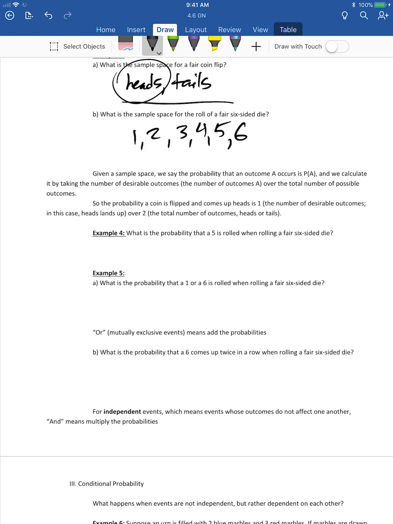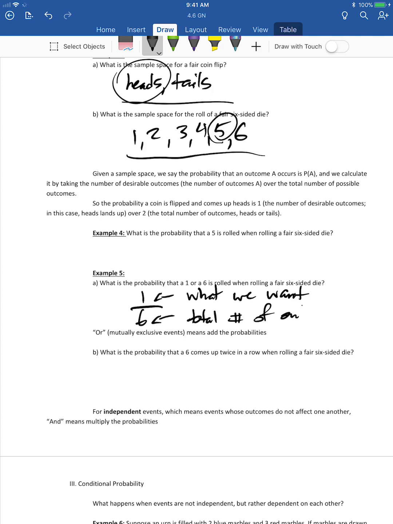What is the probability that a 5 is rolled when rolling a fair six-sided die? Well, we wrote out the sample space up here. The number of outcomes that we want, 5, well, that's 1. There's one outcome that we want over the total number of outcomes, and there are 6 possible outcomes here. Intuitively, that should make sense to us. There's a 1 in 6 chance of rolling any number with a fair six-sided die.